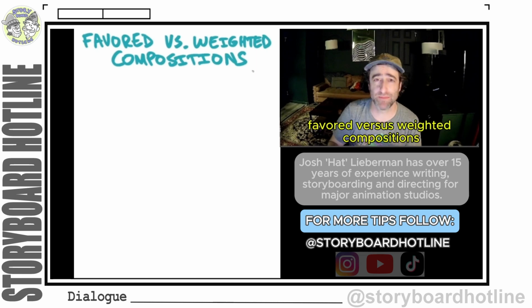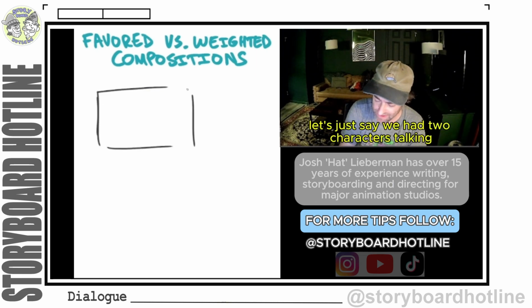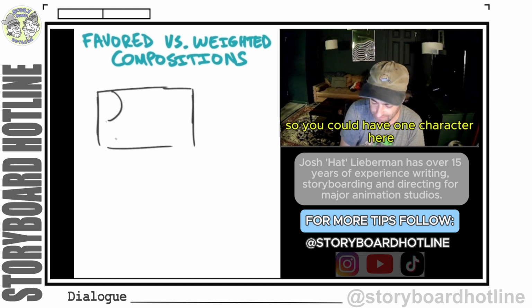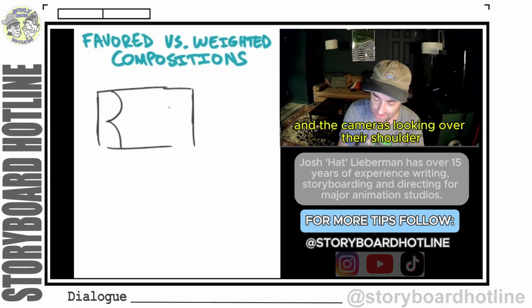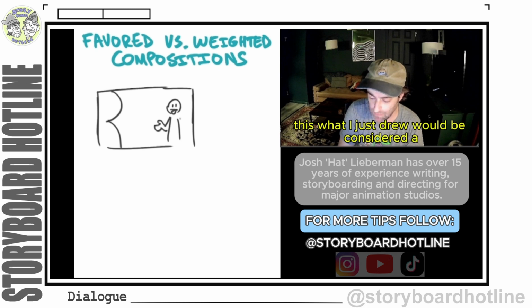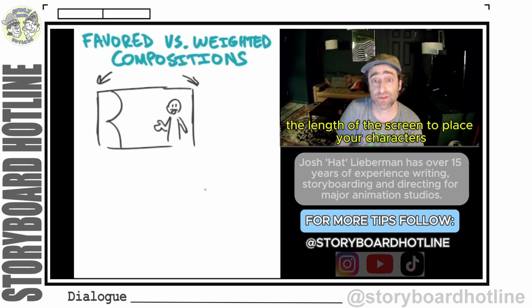Favored versus weighted compositions. What does that mean? So generally, let's just say we had two characters talking. You would generally be shooting things like, let's say, over the shoulders, right? So you could have one character here and the camera's looking over their shoulder, and you have another character over here and they're talking to each other, right?